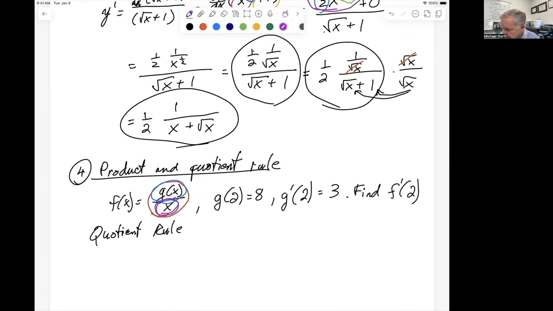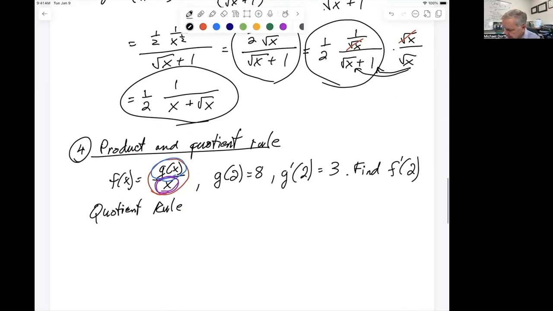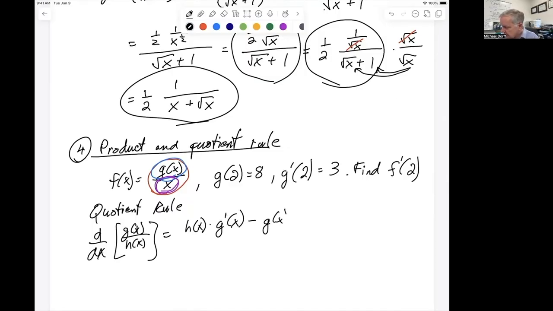So that's a quotient. And the quotient rule says that if I have just any function, let's say g of x over h of x, then the derivative of all that, d/dx of that, is going to be the bottom times the derivative of the top minus the top times the derivative of the bottom, all over the bottom squared. That's the quotient rule.